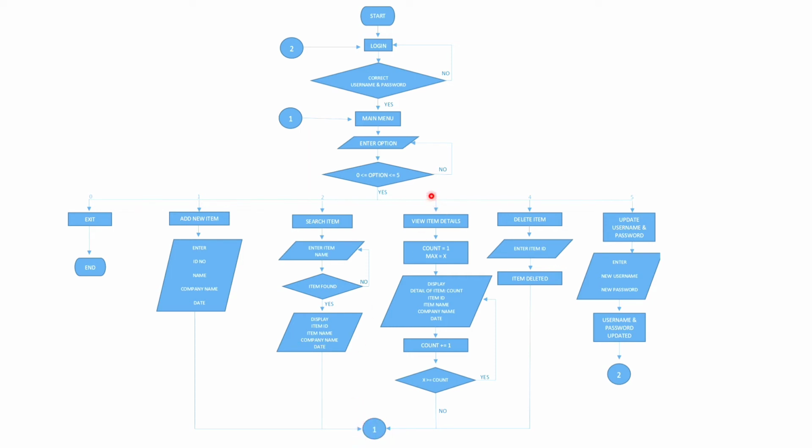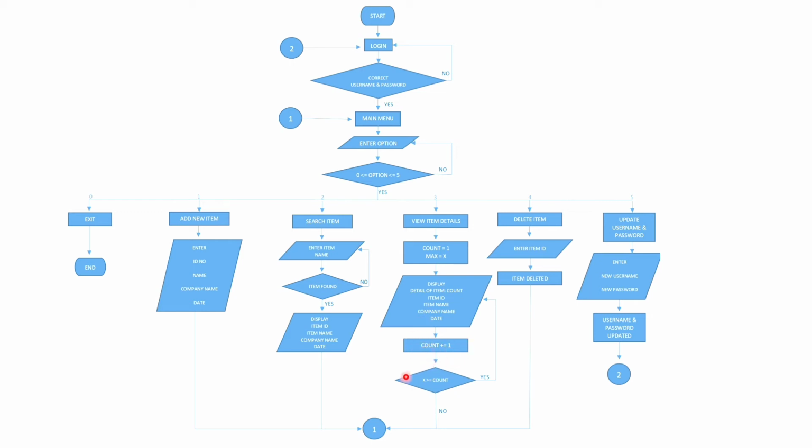For the fourth option, which is view item details, if we press 3, there will be an assignment which is count equals to 1 and maximum equals to x. So this x refers to the maximum number of items that we key into this system. After that, it will display the details of item 1, according to the assignment here. So it will display the item ID, item name, company name and date of the item. And after that, there will be an increment in the count by 1.